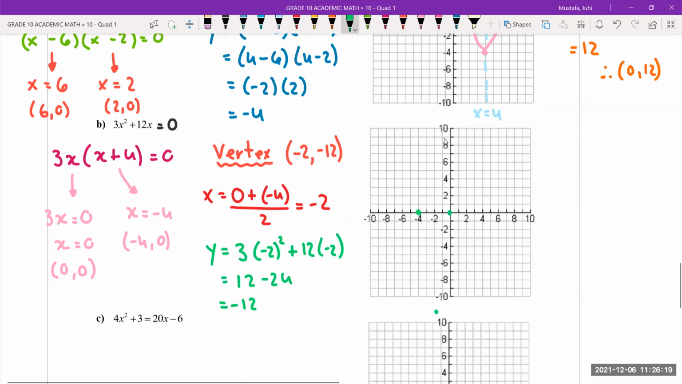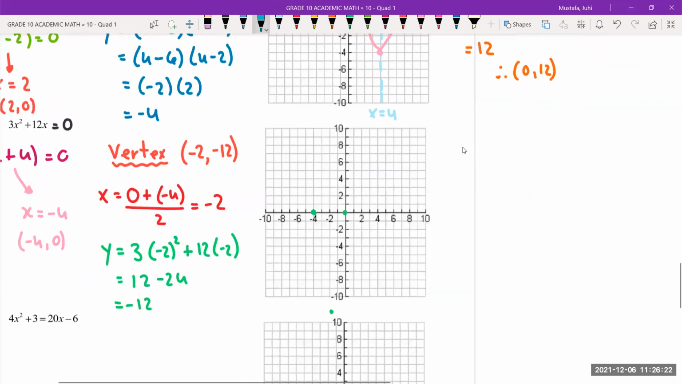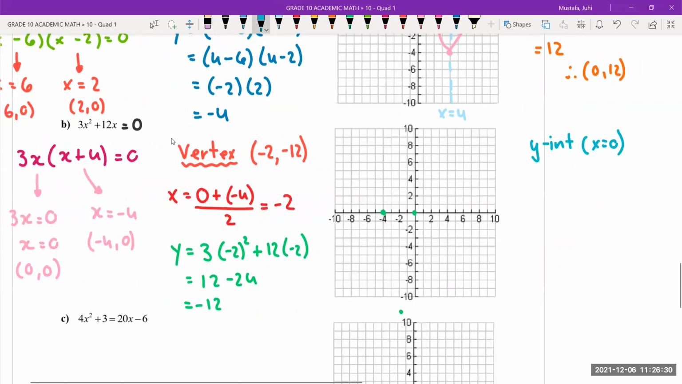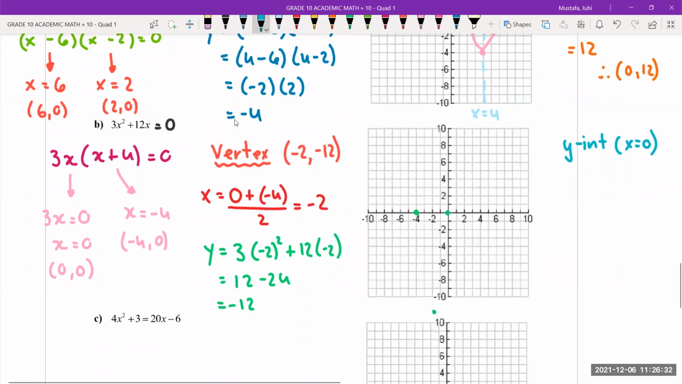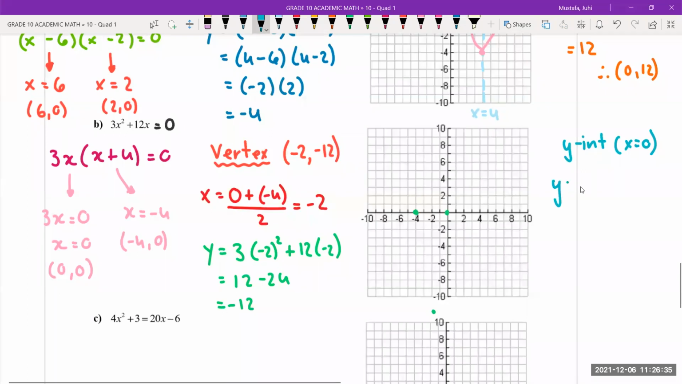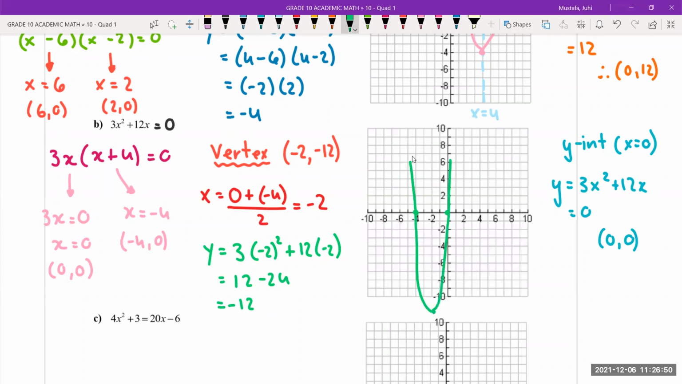I'm not quite done because I need to figure out my y-intercept. So I'm going to go over here. My y-intercept, I'm going to let x equal to 0. It's just always easiest to go here and look at what happens. It's just everything becomes a 0. So if this was y is equal to 3x squared plus 12x, everything just becomes a 0. And that makes sense because we already have this point here. So now you're going to make your smooth curve, and you're going to label your graph 3x squared plus 12x.